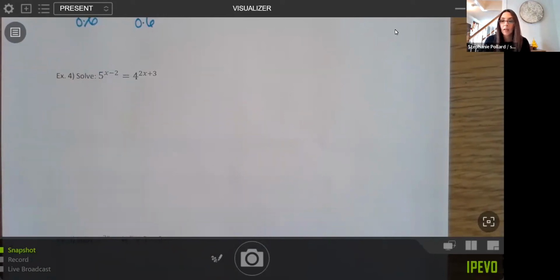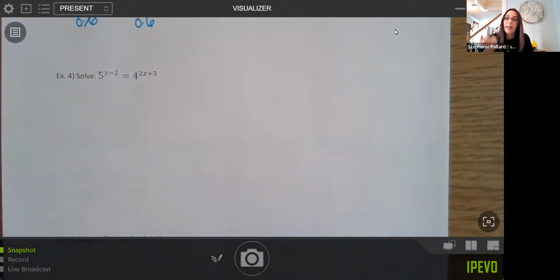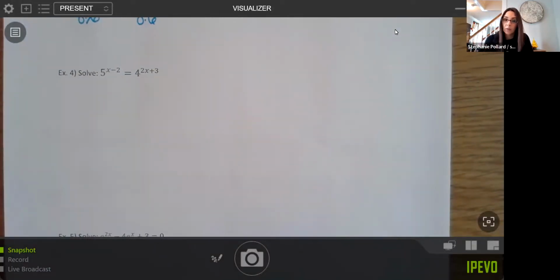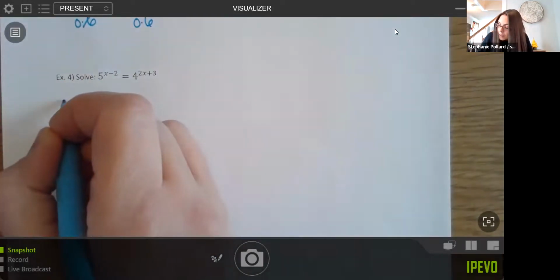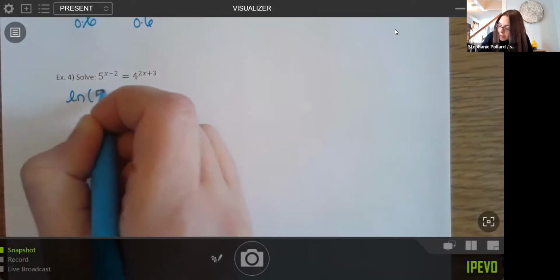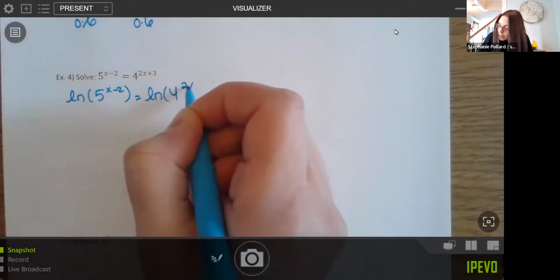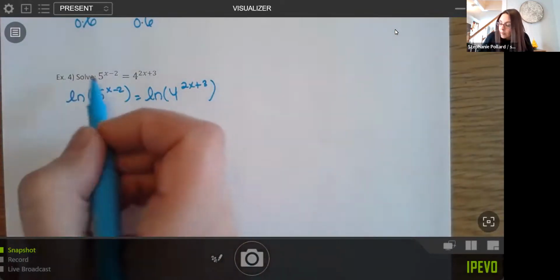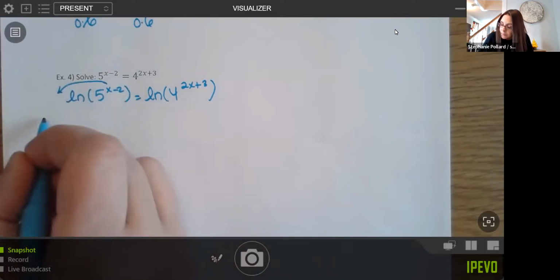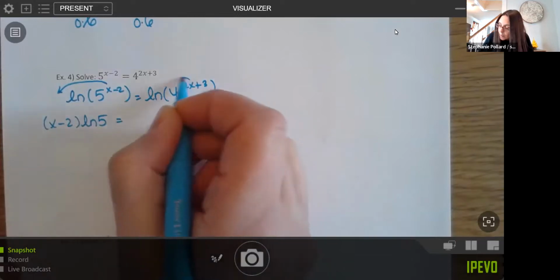So I'm going to go ahead and use that strategy of taking the log of both sides. My bases are 5 and 4, so I'm going to stick with the natural log. That tends to be the most common way to do this, but you could use the common log as well. Get the same answer. So I'm going to take the natural log of 5 to the x minus 2, and then the natural log of 4 to the 2x plus 3. Now remember, you have that power rule, so I can take that power out front. And the same thing over here.